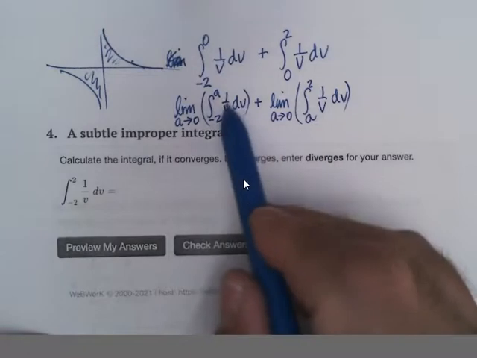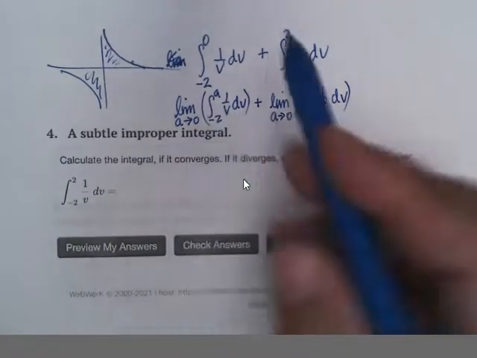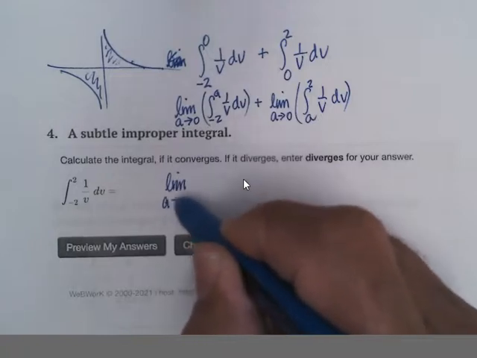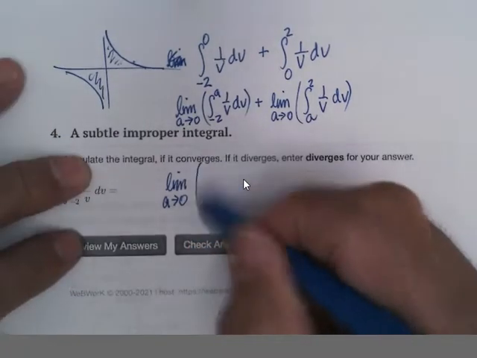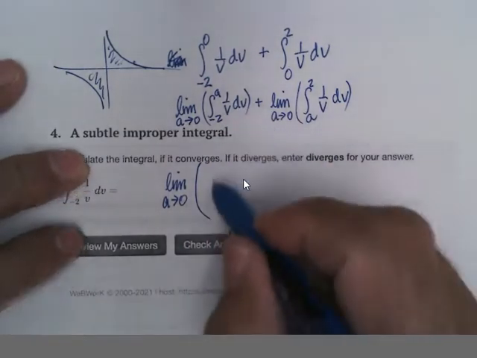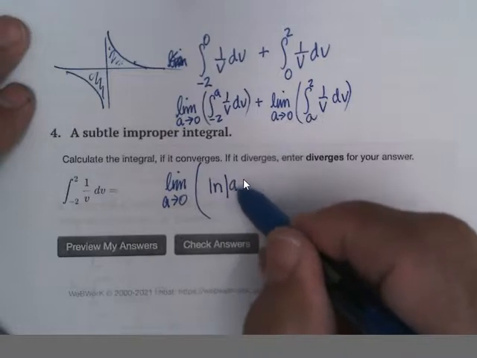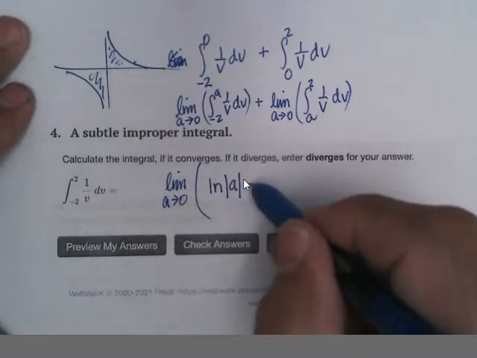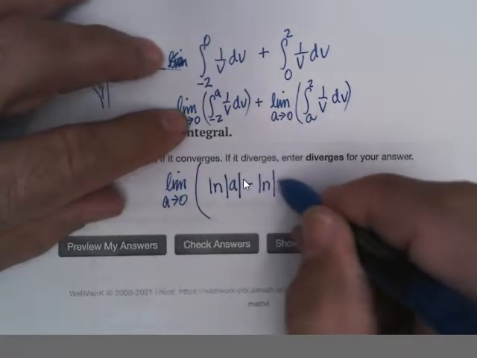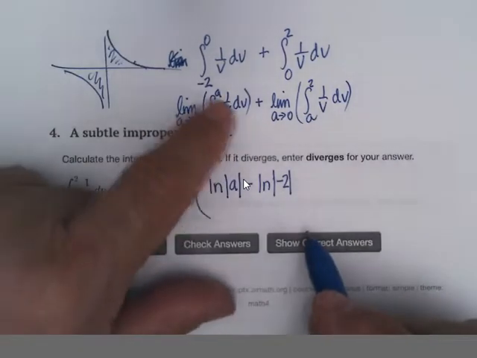Now, the integral of 1 over v would be ln v, and we'd put a in it, so we'd have the limit as a goes to 0 of, now these two can be put together, so I'm going to have ln absolute value of a minus ln absolute value of negative 2. That's doing this one.